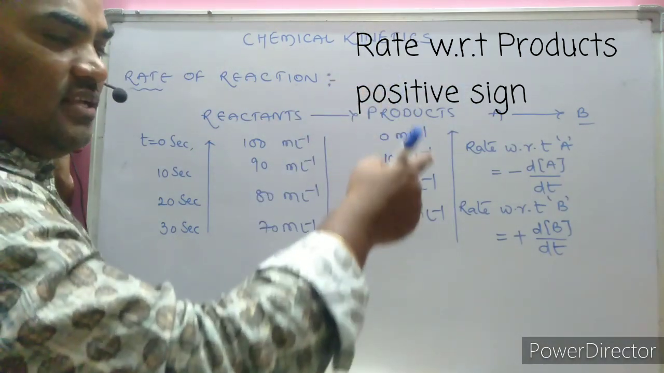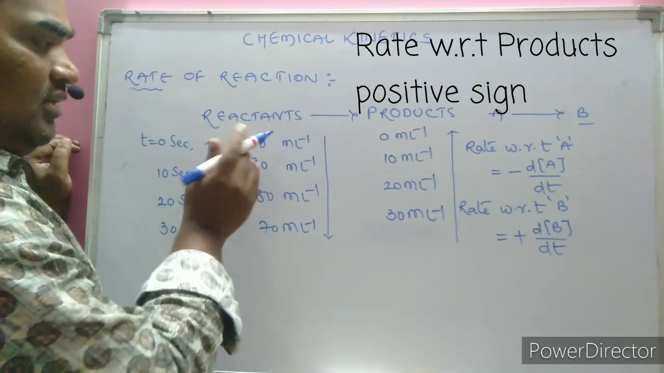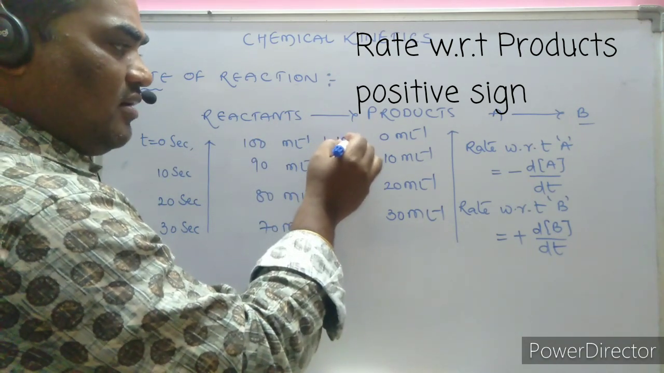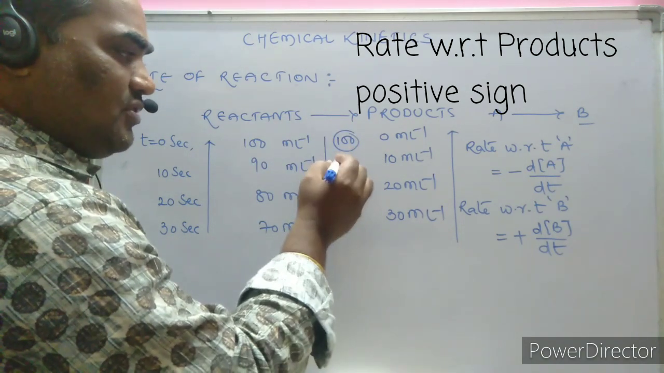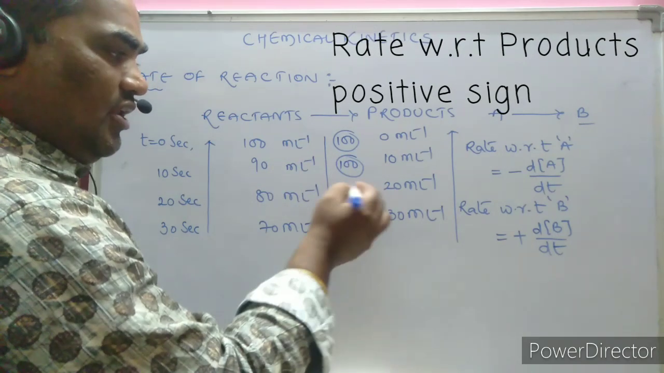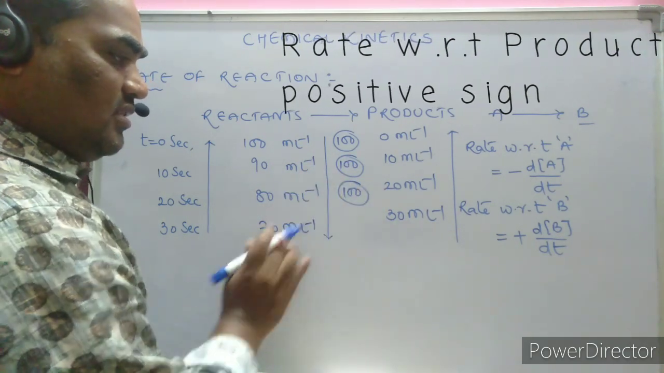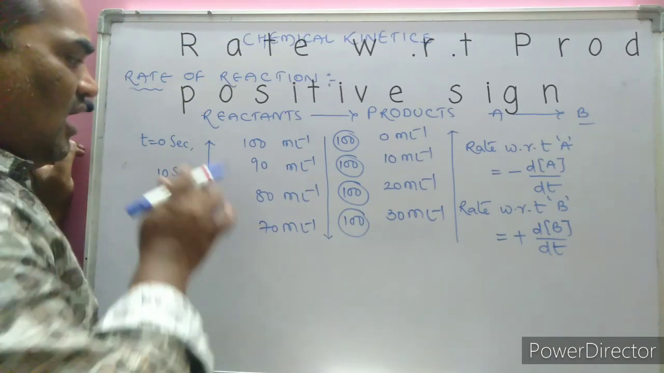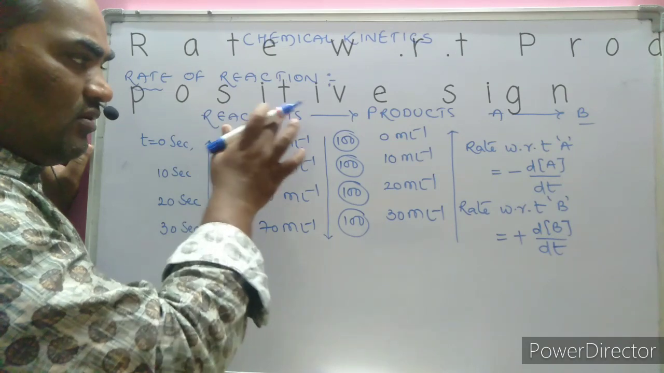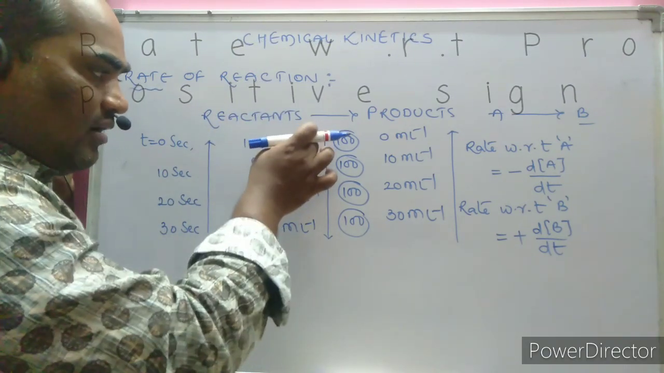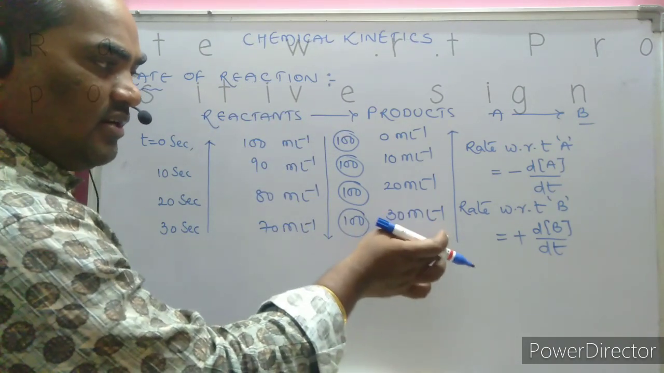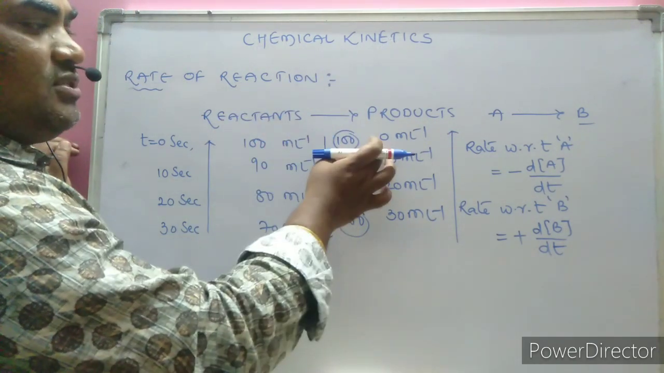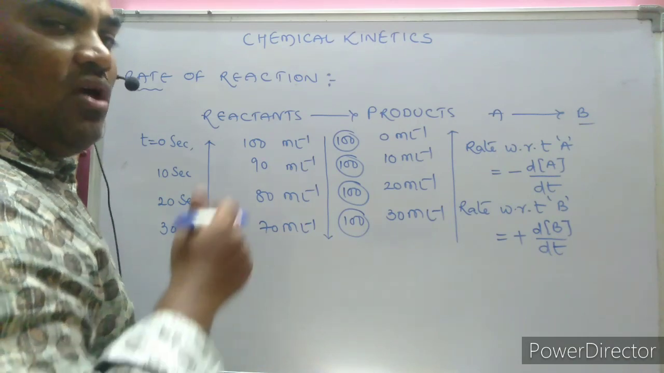Then what is the net reaction rate? Here at 0 seconds, 100 plus 0 is equal to 100. Here 90 plus 10 is equal to 100. 80 plus 20 is equal to 100. 70 plus 30 is equal to 100. What is it representing? At any time during the course of a chemical reaction, the decrease in the concentration of the reactant and the increase in the concentration of the product must be equal.